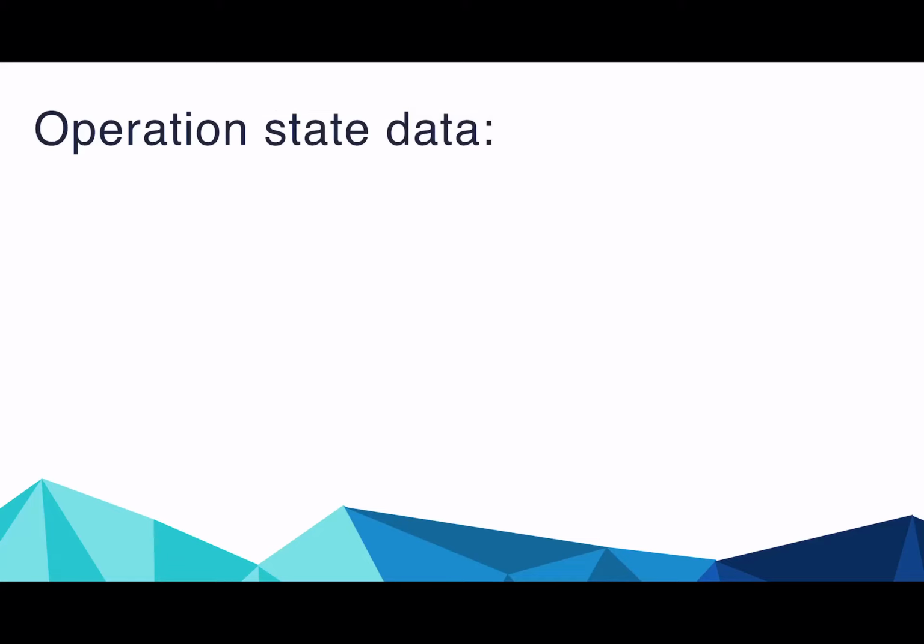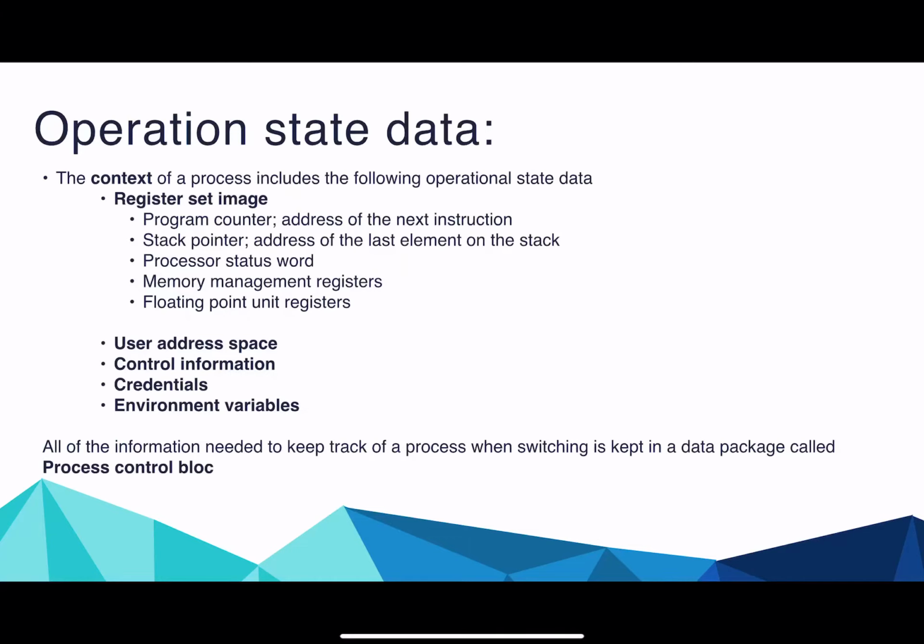The context of a process includes the following operational state data. First is the register set image. This includes the program counter, stack pointer, processor status word, memory management registers, and floating point unit registers. Another context is user address space, control information, credentials, and environment variables. All of the information needed to keep track of a process when switching is kept in a data package called the process control block.